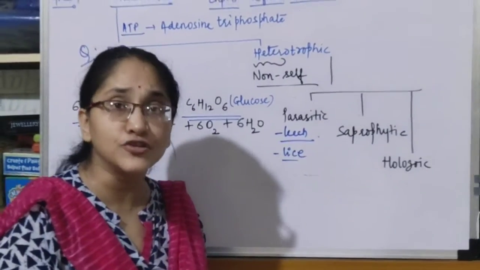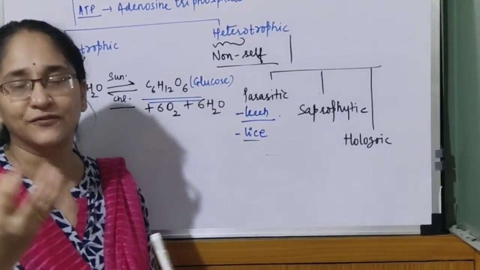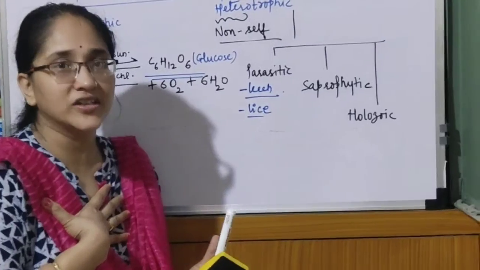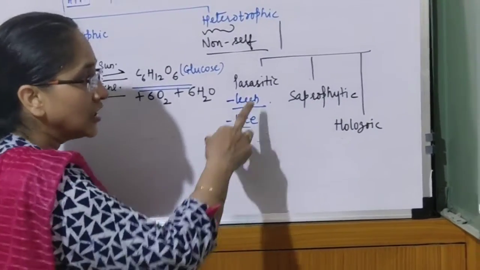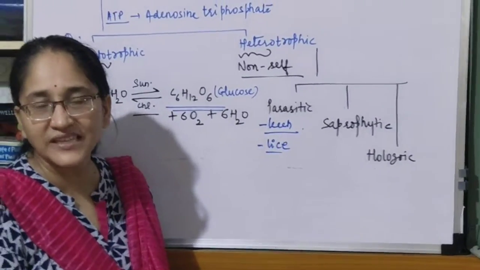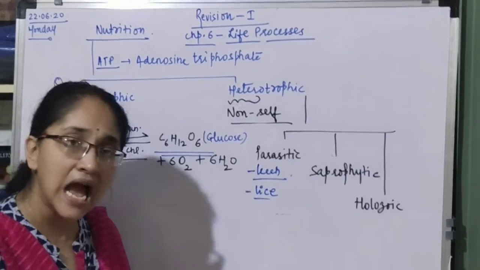So that kind of mode of nutrition where the organism will derive the nutrients from the host. So the lice is the organism and we are the host from which it is sucking the blood. So that mode of nutrition is referred to as parasitic. Only one is getting benefited and we are getting harmed. Only the lice is getting benefited and we are getting harmed.